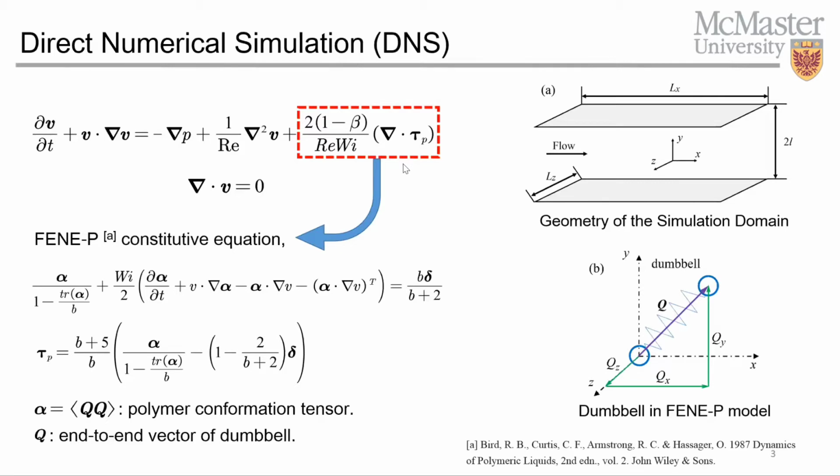The incompressible flow is governed by the Navier-Stokes equation and the continuity equation, and we just add an additional polymer stress term to the right-hand side of the NS equation to account for the effect of polymers. And the dynamics of polymers in our flow will be described by the FENE-P constitutive equation, which basically describes the polymer as a finite extensible nonlinear elastic dumbbell.